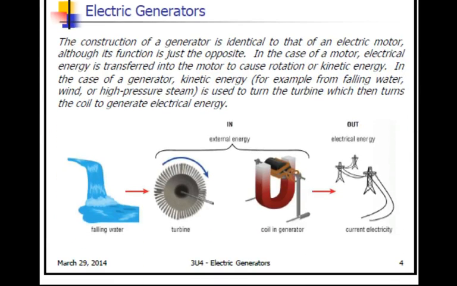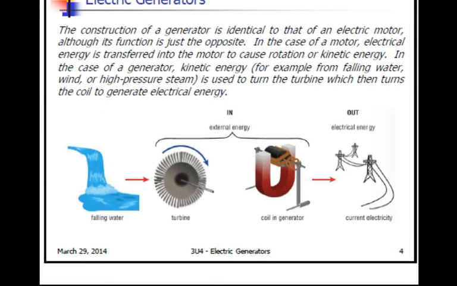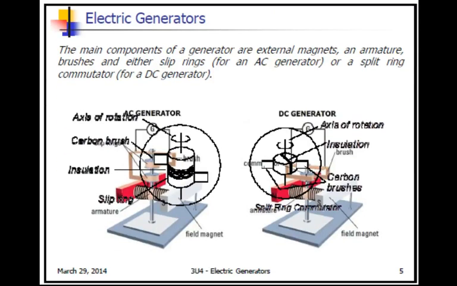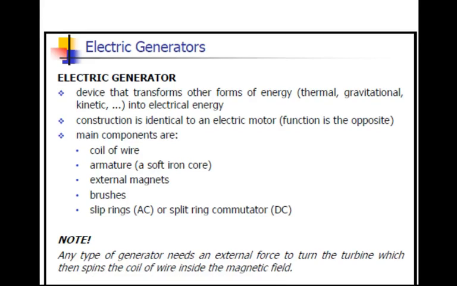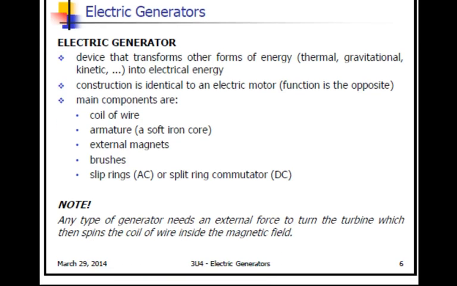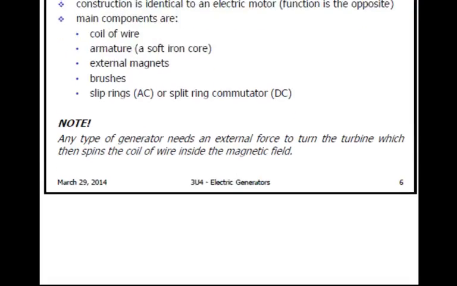So its construction is actually the same as an electric motor, but the function is the opposite. And I've kind of mentioned that. So let's move on to copying this page down here. It's a device that transforms other forms of energy into electrical energy. Construction is identical to an electric motor. The main components are a coil of wire, armature, external magnets, brushes, slip rings for AC, or a split ring commutator for DC.